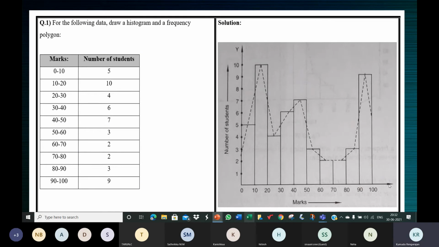100, 110. After that, the mid value of the class interval 100 to 110 is 105. That line, 105. Keep a point there. Between 100 and 110, this is 105. Keep a point there. Join this point to this point, 105.